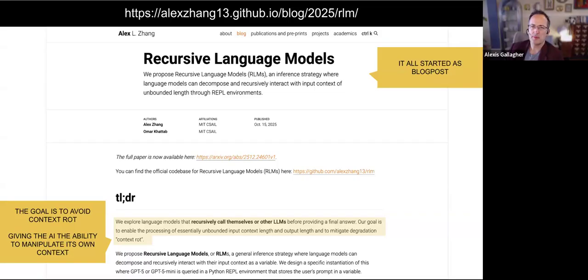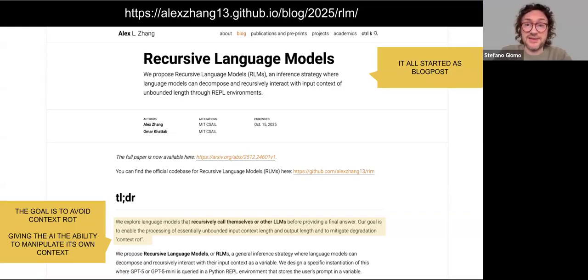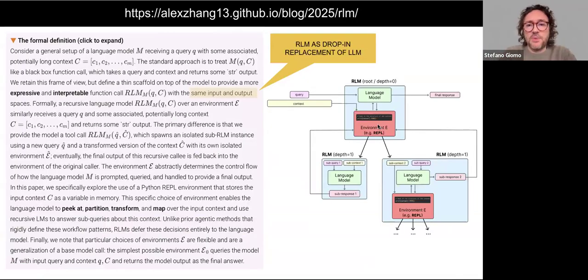Again, everything started as a blog post. The very first thing came out in mid-October, the blog post that you were reading, where they clearly state that the goal is to find an inference strategy to let us deal with context rot, even for language models that claim to have a big context window. It's interesting that in the blog post they give it a formal definition. I like the idea that they frame this as a language model.